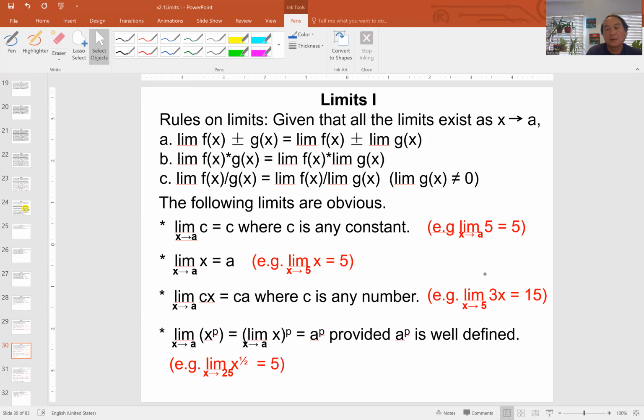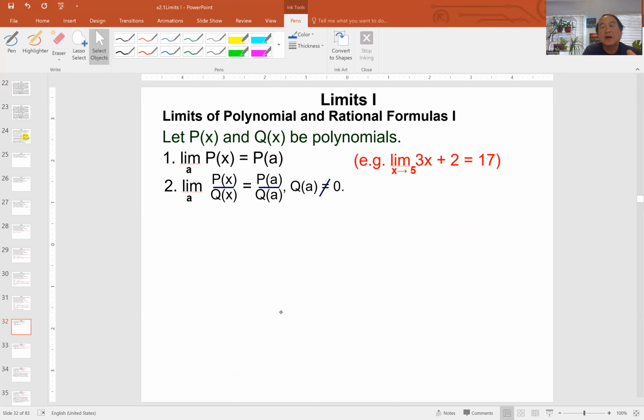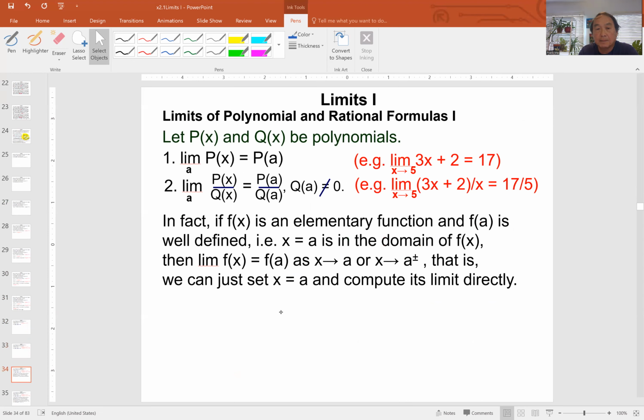Power. When x approaches 25, the square root of 25 is 5. So these are all obvious. In fact, for polynomials, you can just plug in. For fractions, you just have to watch out that the denominator is not 0. For every other place, you get exactly the same number that you plug in. So in fact, for every elementary function, if you can plug it in, then the answer is the limit.